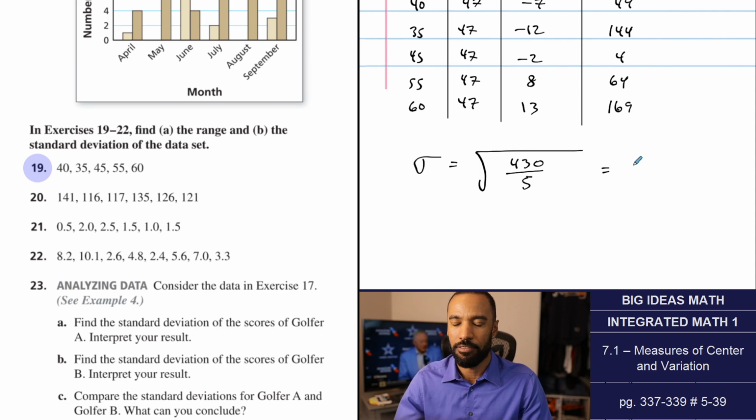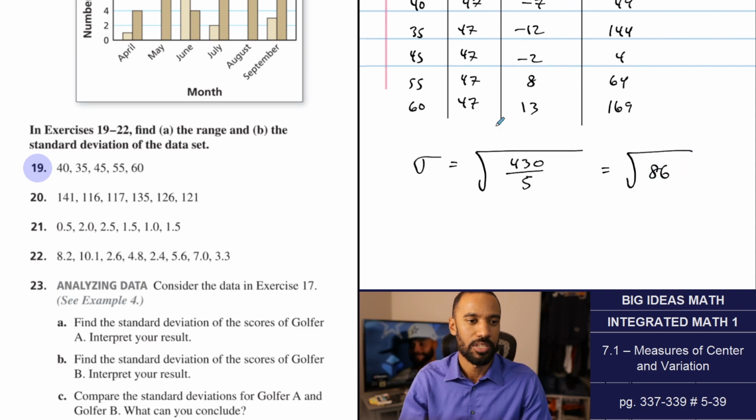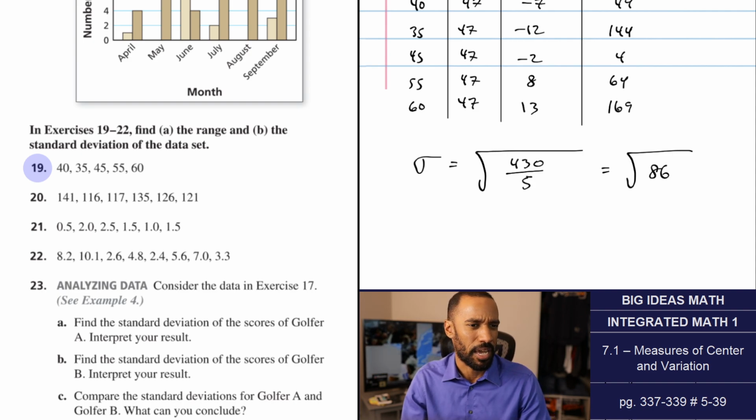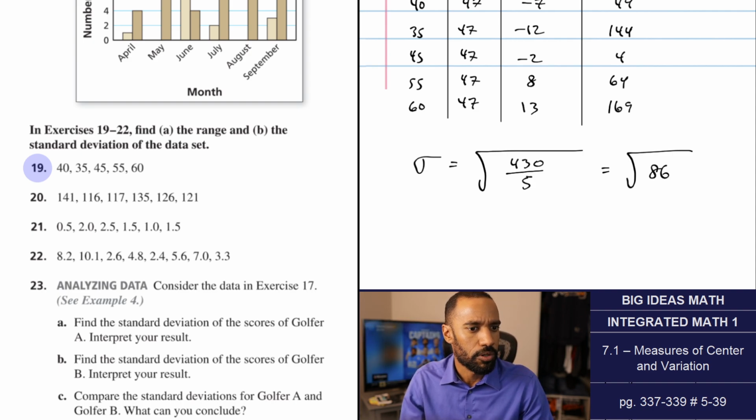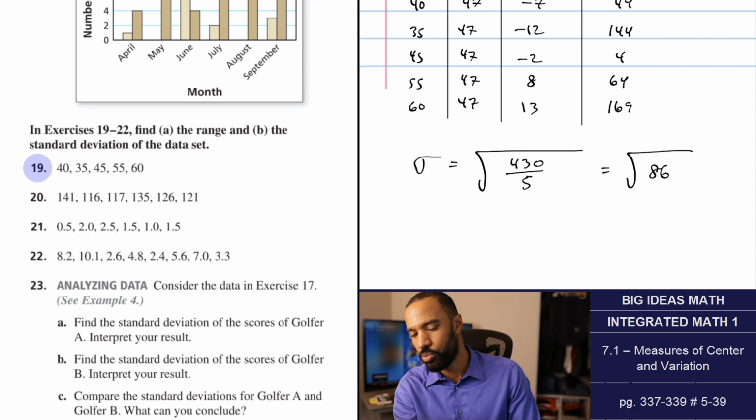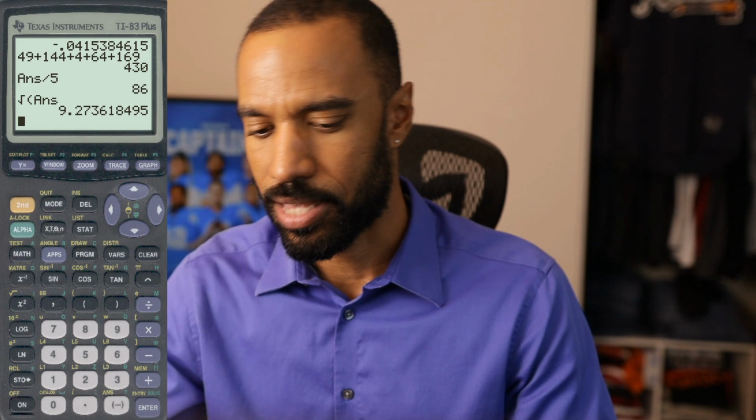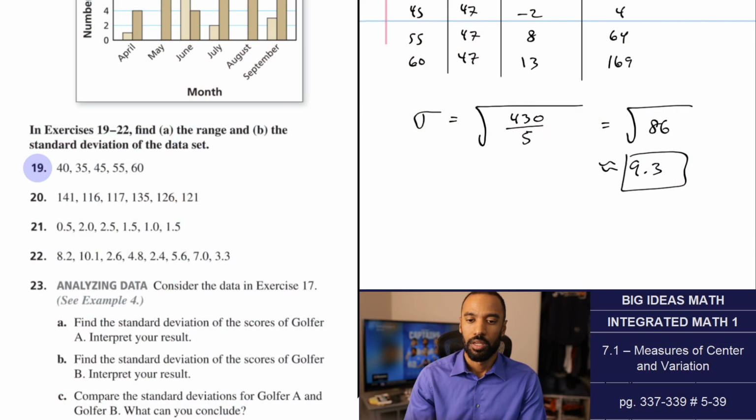430 divided by 5, I believe, is 86. Is that right? Square root of 86. Square root of 86 is a little more than 9, probably 9.3 or something. So 430 divided by 5 is 86. Square root of 86, 9.27. Let me show you on the calculator here. 9.273. I think they rounded to the nearest tenth for some of these situations, so I'm just going to say 9.3 is my standard deviation.